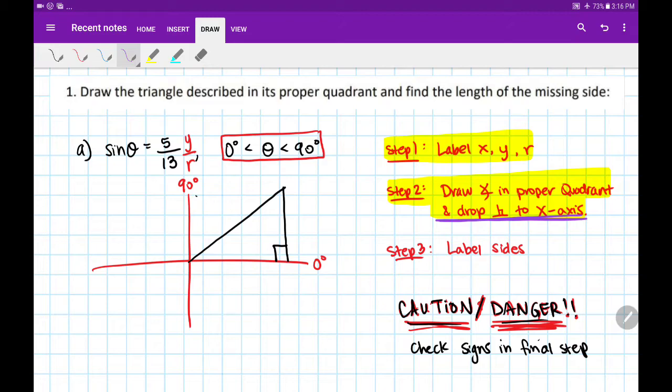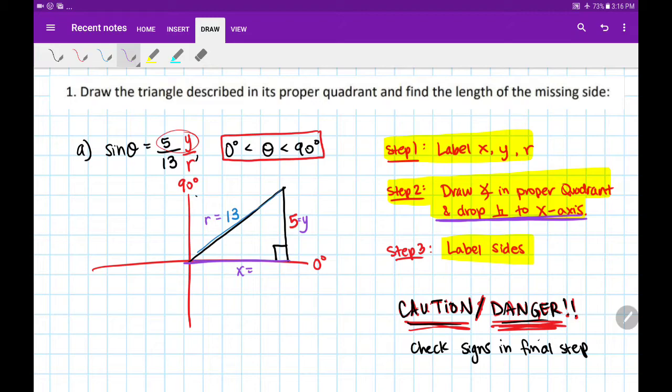Okay, next step, we have to label our sides. So if my y is 5, the y represents the vertical side. So this is going to be 5 here. And then if r is 13, remember, r is your hypotenuse always. So we'll label this side 13. Well, we need to find the length of the missing side. If this is my y and this is my r, then we need to solve for this horizontal piece, which is x.